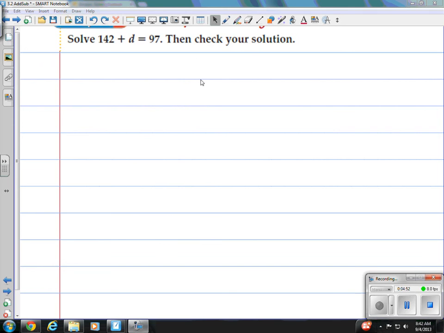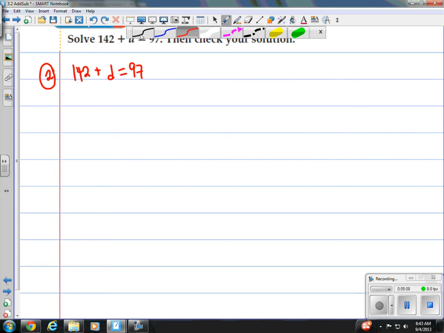Okay, for our example 2, we're once again asked to solve the equation. And our equation is 142 plus d equals 97. And then we're also asked to check it. So what we're going to do first is locate our variable d. And we have to ask ourselves what's happening to him. So if he's being added to 142, and I want to isolate my d, if I keep him, who do I want to get rid of? I want to get rid of my 142.